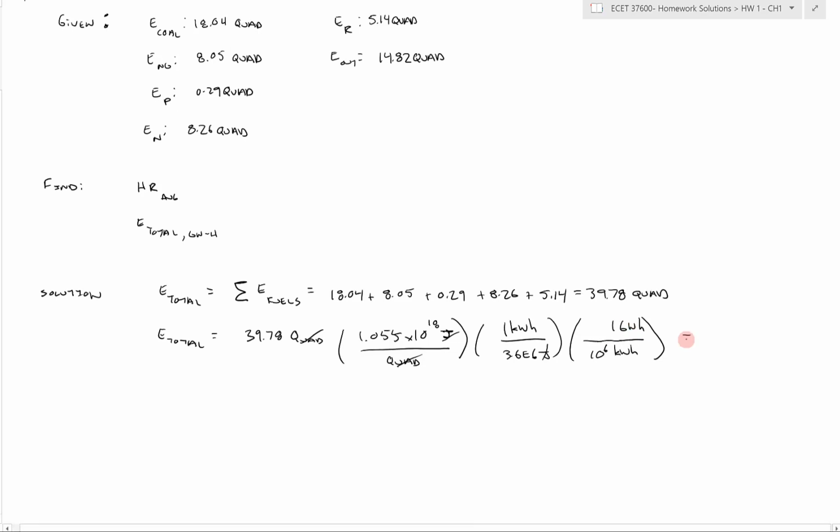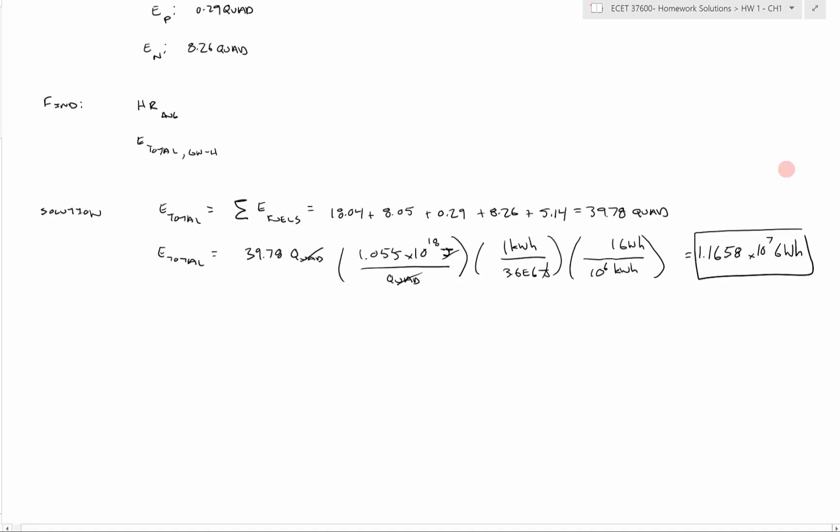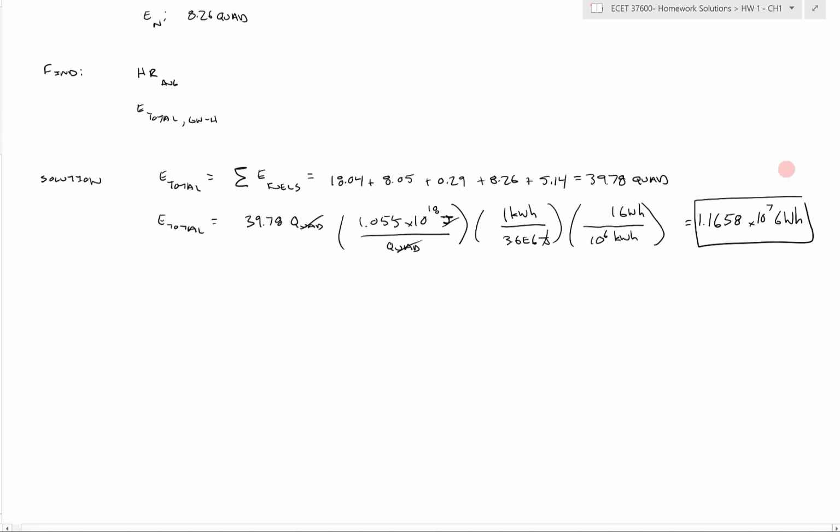So do all that calculation, and then you get 1.1658 times 10 to the 7th gigawatt hours. So that's how much electrical energy the United States used in terms of input fuels. If you take all the fuels that went to the power plants and everything, 1.1658 times 10 to the 7th gigawatt hours in 2011. So we were then asked to calculate what the overall efficiency, the average efficiency of the power plants in the system is.